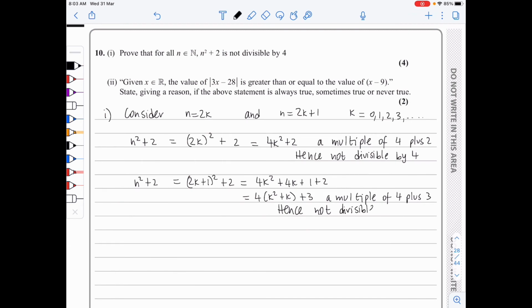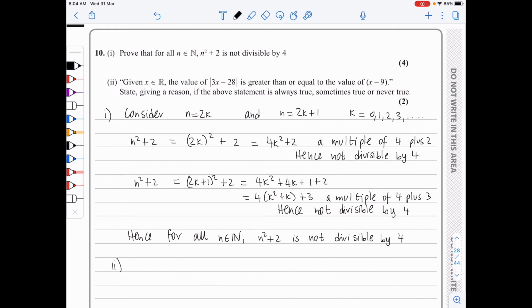We certainly need an overall conclusion here, hence for all n in the naturals, n squared plus 2 is not divisible by 4. So always write down the conclusion in order to secure full marks.